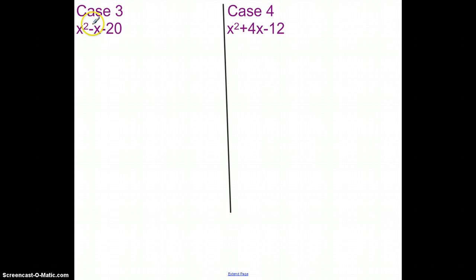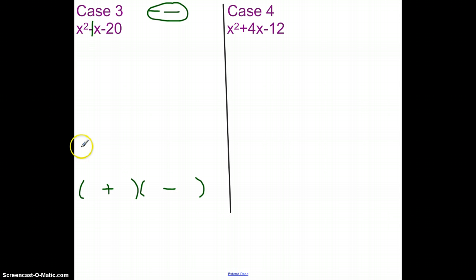In this one, first of all, I'm going to add a 1 here just so we don't forget about that. But for case 3, it's 2 subtractions. And I have a negative 20 at the end. So to get a negative 20, the only way that happens is a positive number times a negative number. So down here, I'm going to have a plus and a minus.